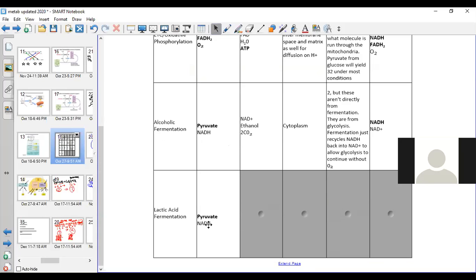It's all about recycling NAD. And my products are a little different. We just saw those. So let's go over to LeVar. LeVar, what are my products? The products are going to be a little different.